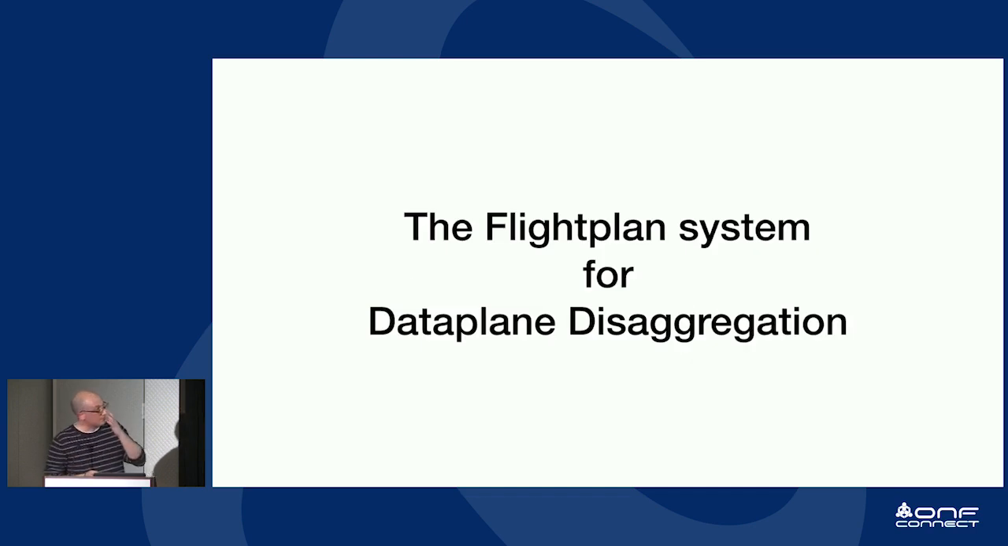Okay, so now let me get to how we go about implementing this. So we have a system called Flightplan, which is implemented as an extension to the standard P4 compiler. It's implemented in the front end of the compiler, right? So it does not know about vendor-specific information, doesn't need to know about vendor-specific information, right? It's carrying out this very simple transformation that I just described.